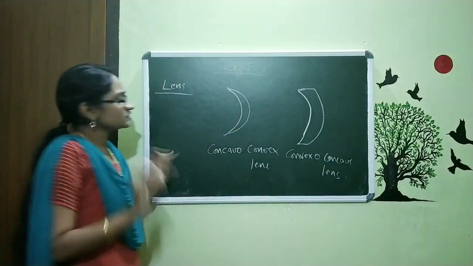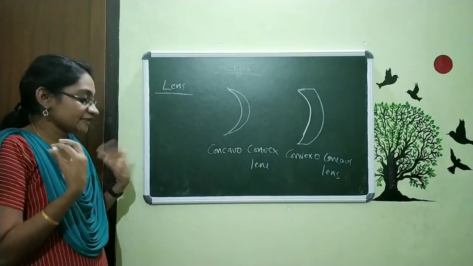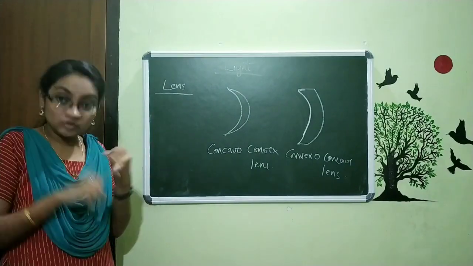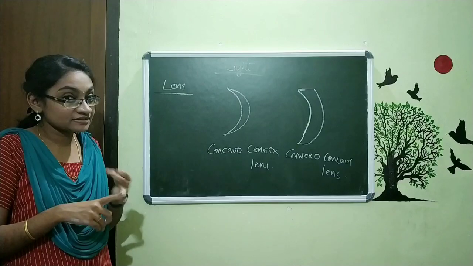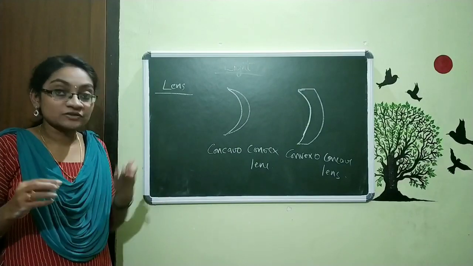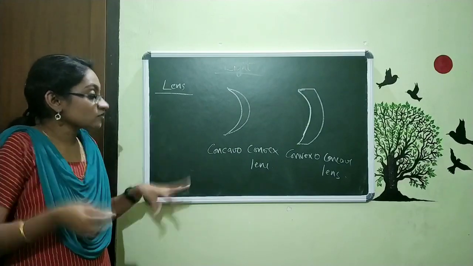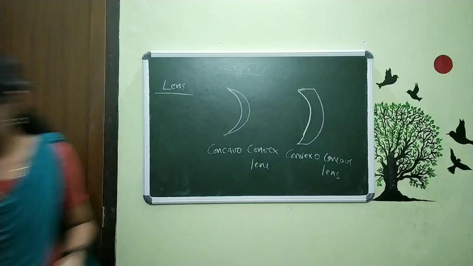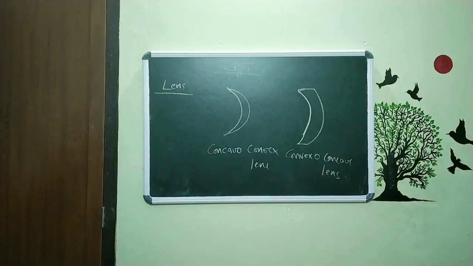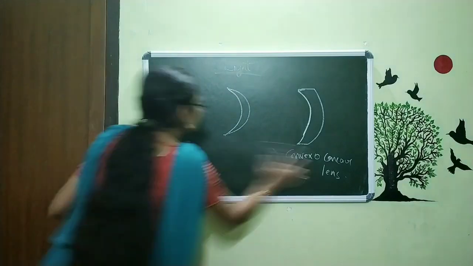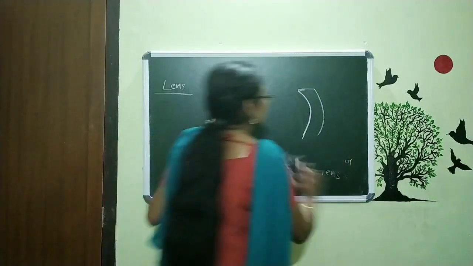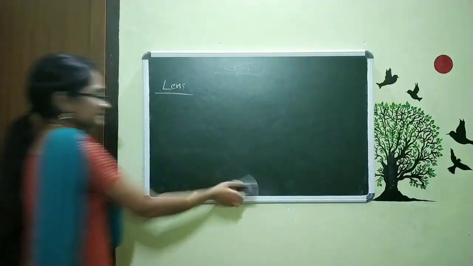No need for confusion. Just understand there are different types of lenses. The double convex lens, double concave lens, plano-convex lens, plano-concave lens, then concavo-convex lens. Different types of lens are there. And we are only studying simple convex lens and concave lens.